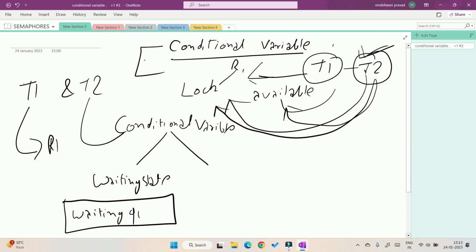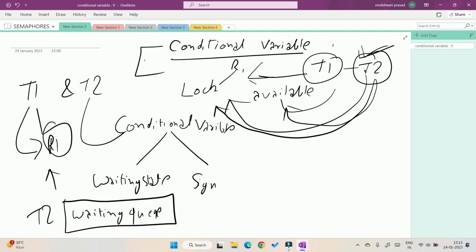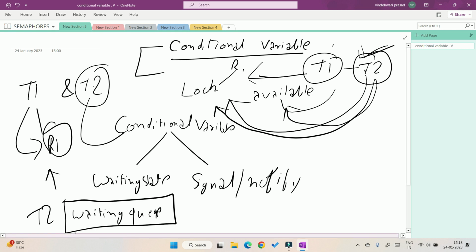queue. So now you ask a question: if they are put in a waiting queue, how do T2 and other threads which require R1 know that R1 is released by T1? This is with the help of a signal or notifying. So suppose T1 locks a resource R1, T2 wants it. T2 checks, and due to the conditional variable, T2 gets into the waiting queue with the help of a wait call.